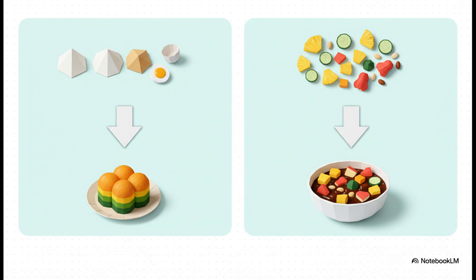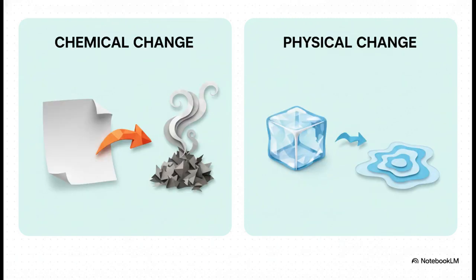You just toss in the fruits and the sauce, you've just physically mixed them. You can still see the pineapple, you can see the cucumber. You could pick them out if you wanted to. No new substance is formed. And this idea connects directly to the type of change that's happening.